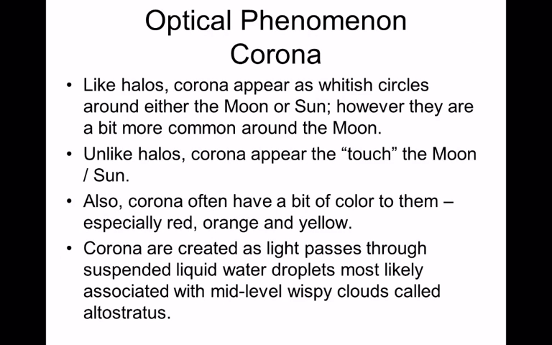And then last but not least, we have corona. So corona, like glory, are created by liquid water droplets. And corona, like halos, can be around the sun or the moon. You can tell the difference between a halo and a corona, like I said in the slide: they can have some color to them too, but unlike a halo, they actually touch the disk of the sun or the moon. And since these would be liquid water droplets, you're probably looking at a middle level cloud like altostratus.